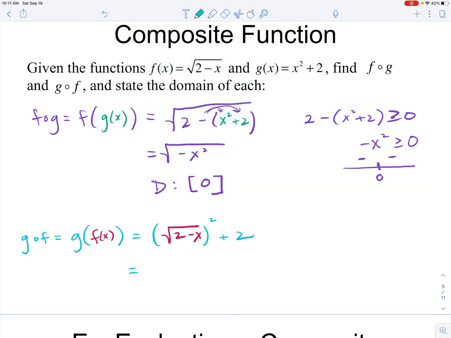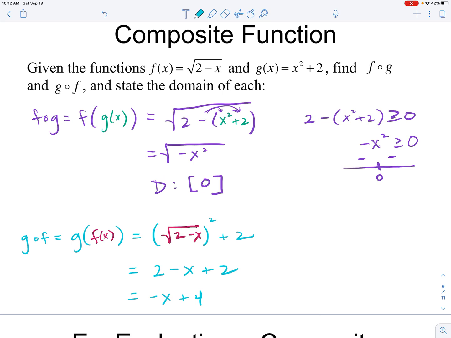Now remember, square root, or the radical, is the same thing as raising 2 minus x to the 1/2 power. And when you raise a power to a power, you multiply the exponents, and 1/2 times 2 would be 1. So this actually simplifies to be 2 minus x and then the plus 2. And when we combine like terms, we get negative x plus 4. So the simplified equation for g composed with f would be negative x plus 4, which is a line.